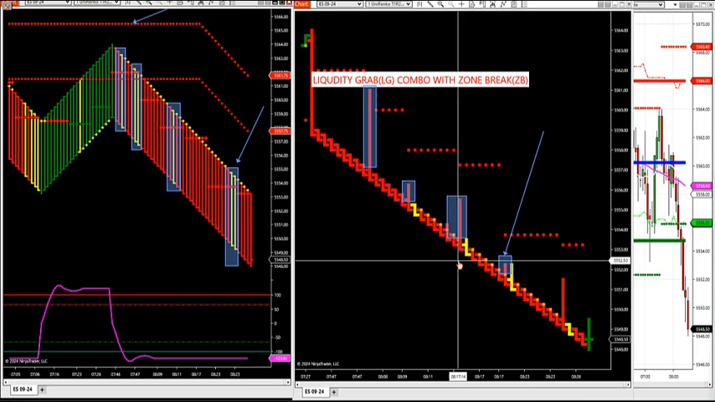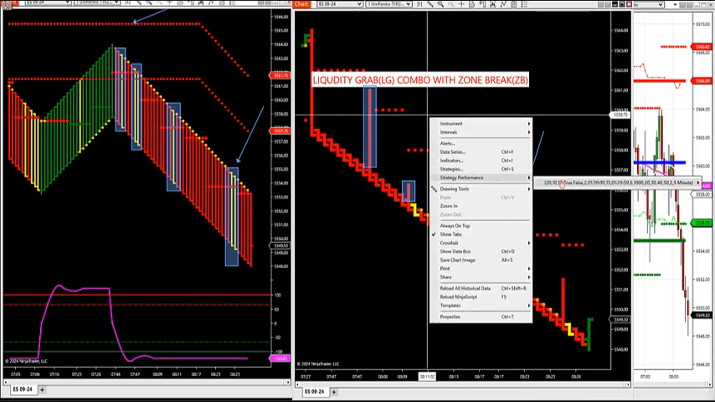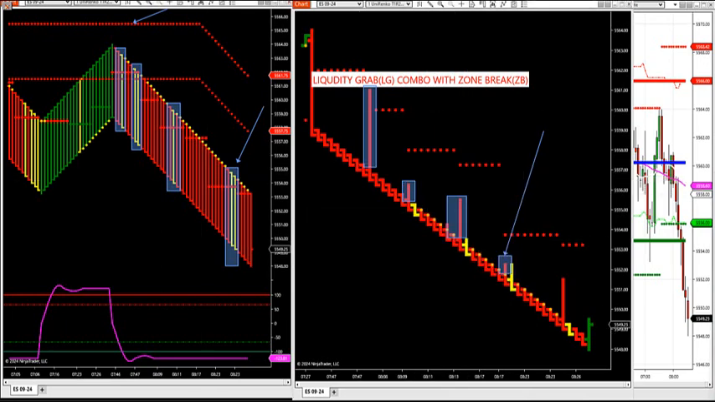So that is liquidity grab trading with breaking market structure for entry. And these automatically come up to fire for your entry. Okay. So that's how we use both of these charts.